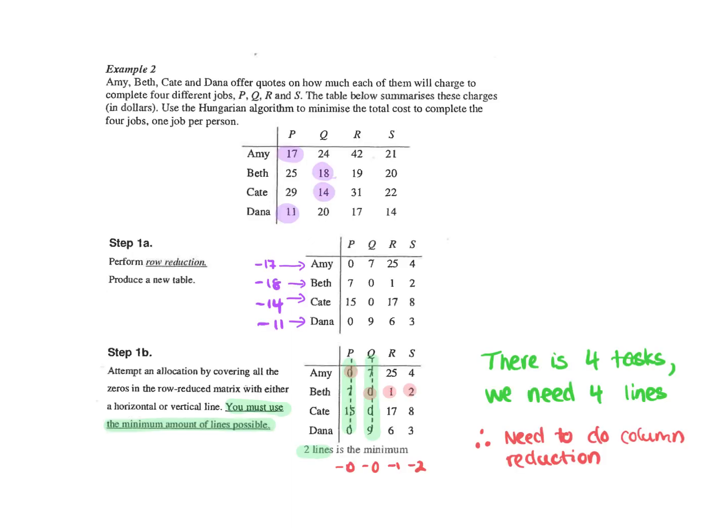Okay, so this is the other method of allocation, and it's called the Hungarian algorithm. And remember, an algorithm is just the steps on how you do something. So you just follow the same steps every time.